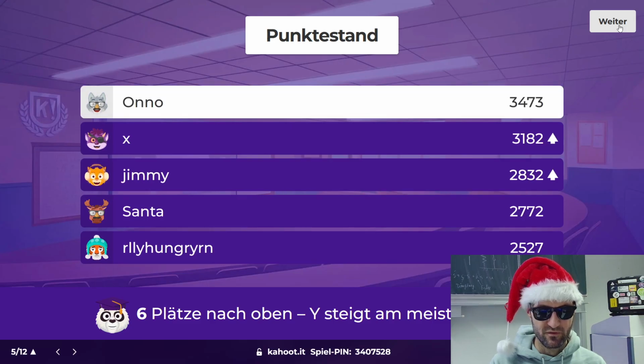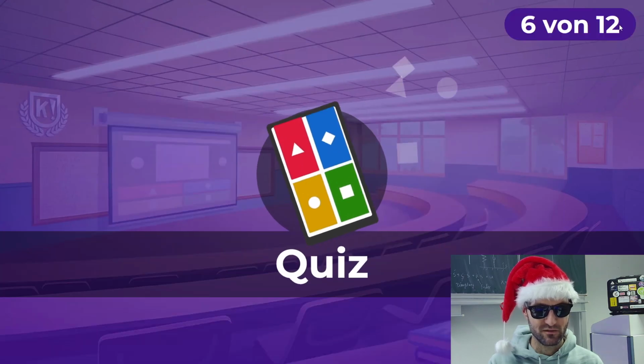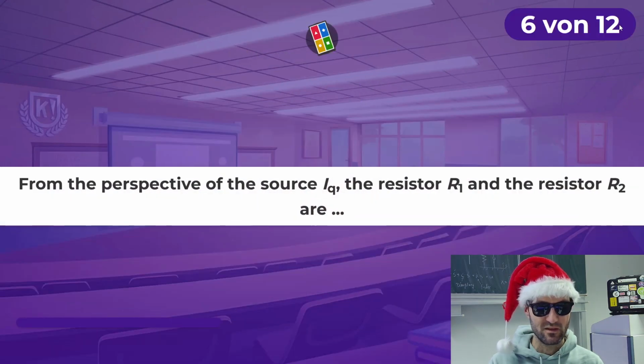Most of you have answered this correctly. So the X is climbing up to the 2nd place, followed by Jimmy. That is first time on the podium, if I've seen this correctly. We come to the 6 of 12 questions.